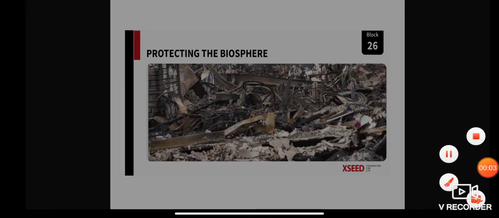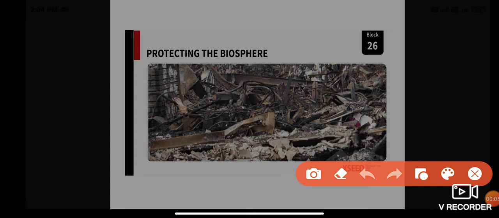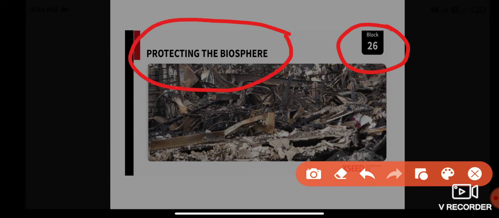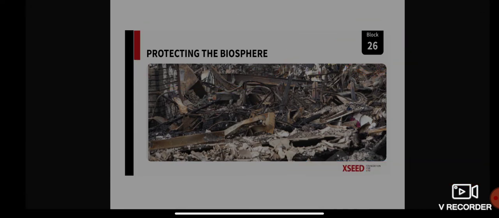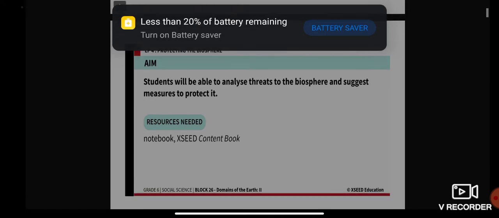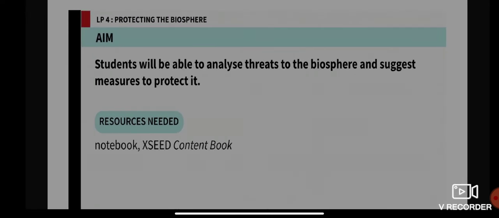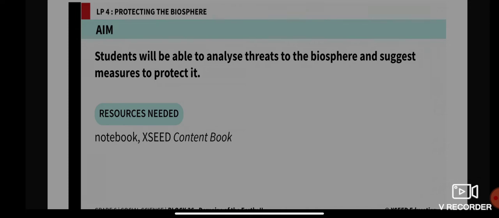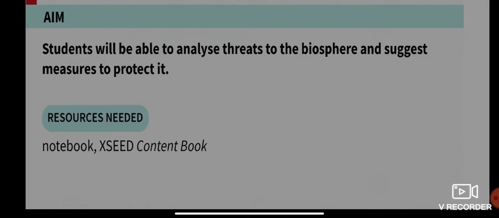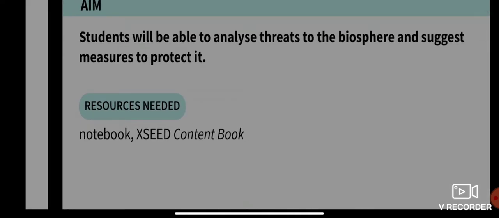So today we will learn the new topic from block 26. The topic of our discussion for today is protecting the biosphere. Our aim for today is that students will be able to analyze the threats to the biosphere and suggest measures to protect it. Resources needed are your notebook and your exit content book.